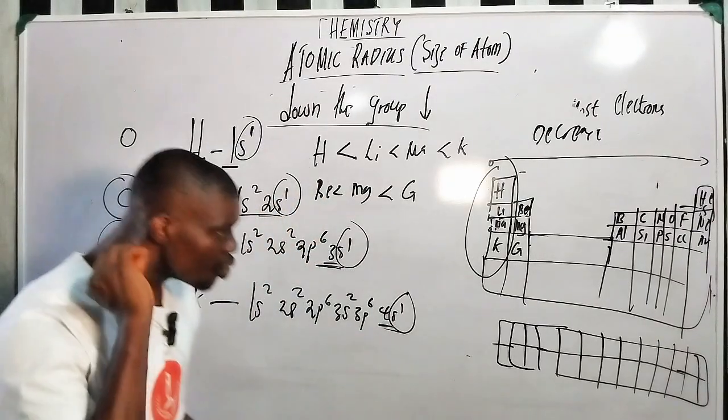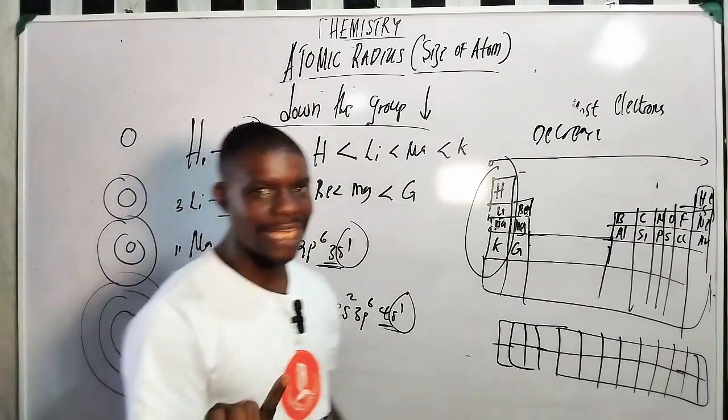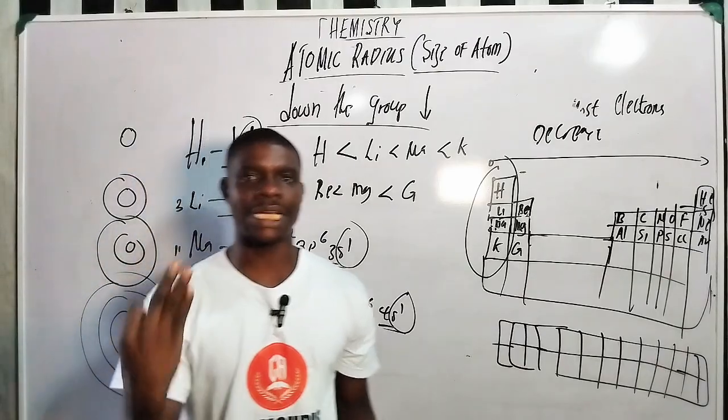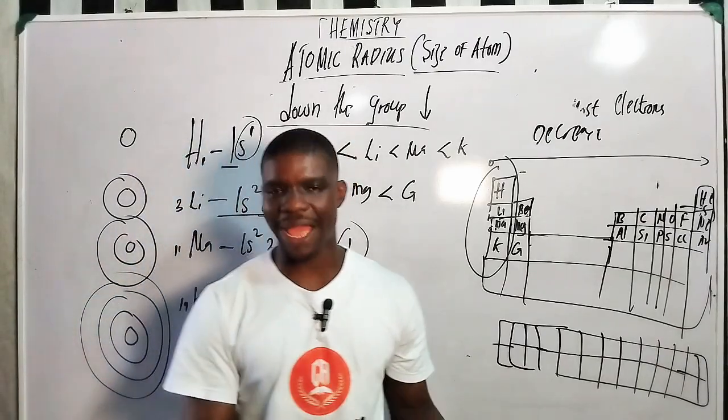So we are going to end here. Ionization energy, electron affinity, and electronegativity will all be done in our private class.